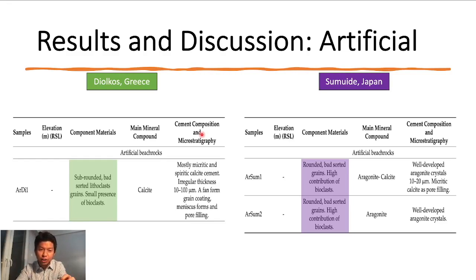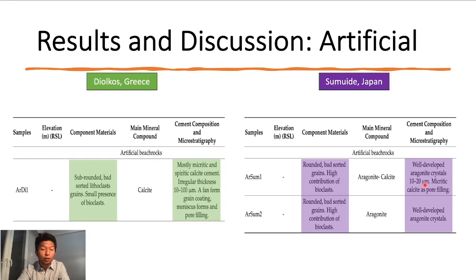The cement composition of the artificial beach rock from Greece is characterized by micritic and sparitic crystals of calcite in various sizes from 10 micrometer to 100 micrometer. Additionally, a discontinuous fan-shaped grain coating was observed along with microcrystalline calcite serving as pore filling with thick crystals of aragonite. For the case of the artificial beach rock from Japan, the two samples consisted of very similar grain shape and composition to the local beach rock. Their cement was made of particularly well-developed aragonite crystals with lengths of around 10 micrometer to 20 micrometer.